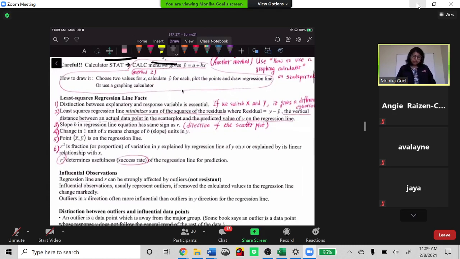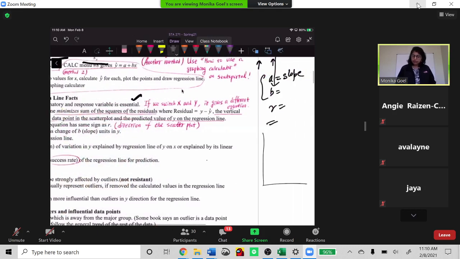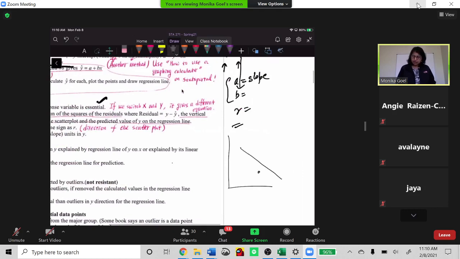And some facts about the least square regression line. The distinction between explanatory and response variables is a must. What does the least square regression line do? It minimizes the sum of the squares of the residuals. And last time I think we talked about residuals. The residual is the difference between your observed value and the predicted value. Let's say this is my observed value. But when I fit a line, this is my predicted value. The residual is the difference between these two. This is the residual.